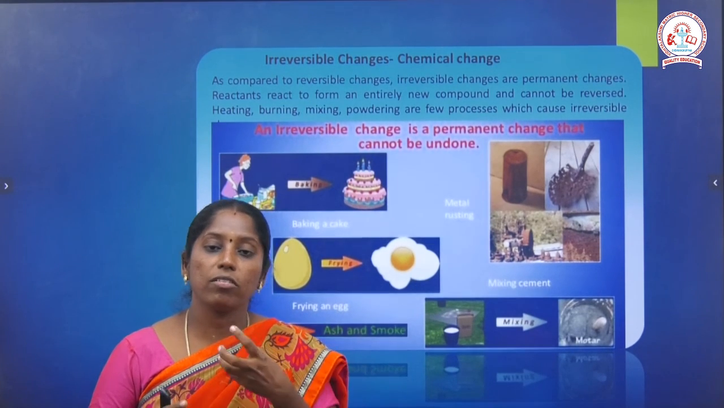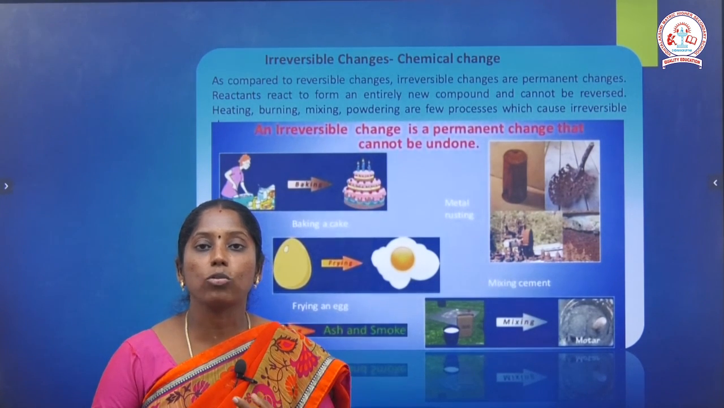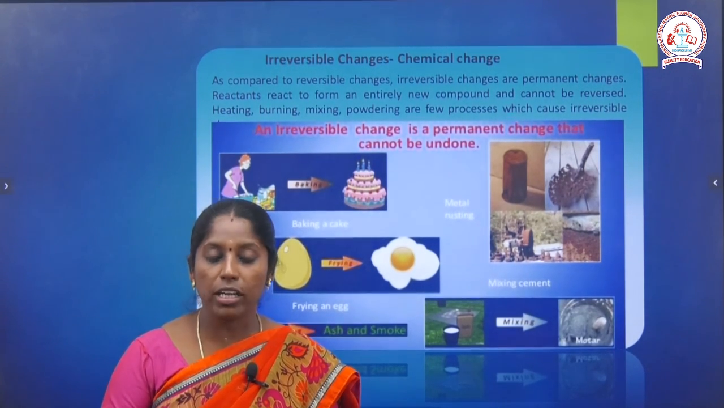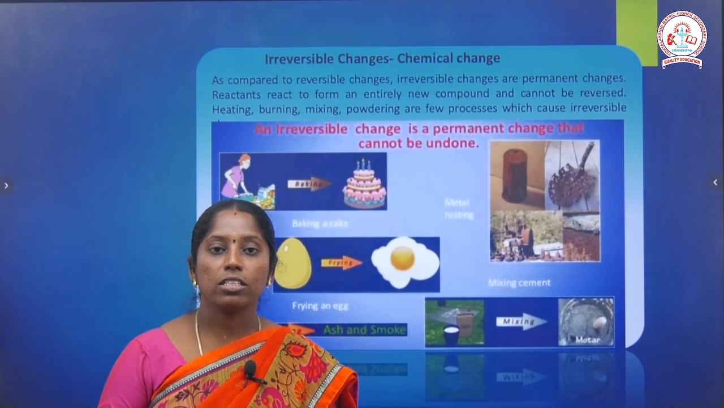It will not come back again, it will not come back to the original substance. That we can call irreversible changes.